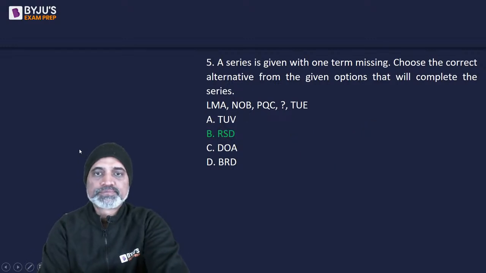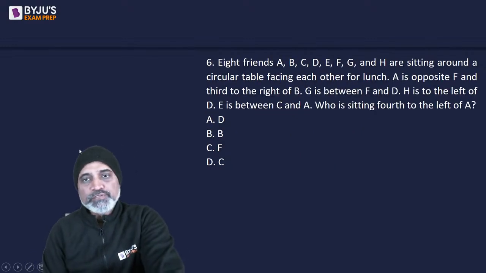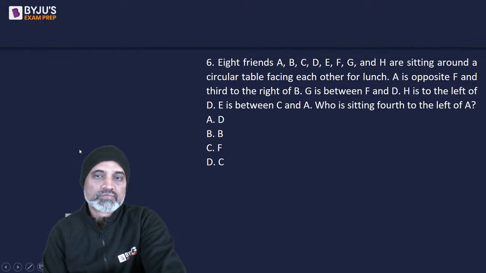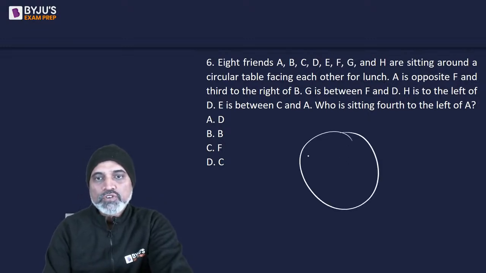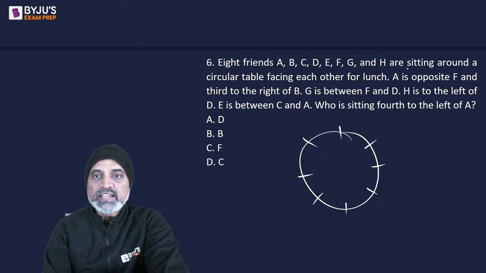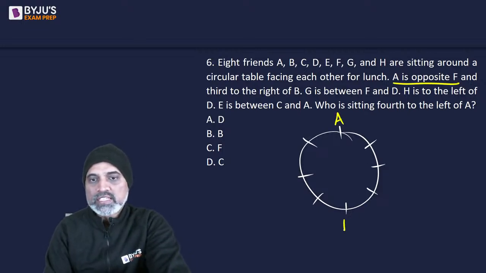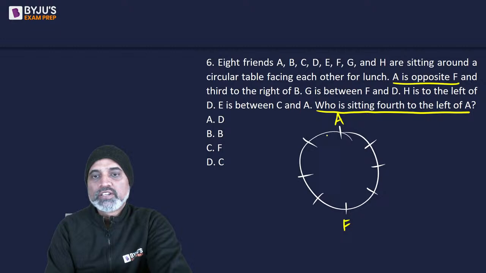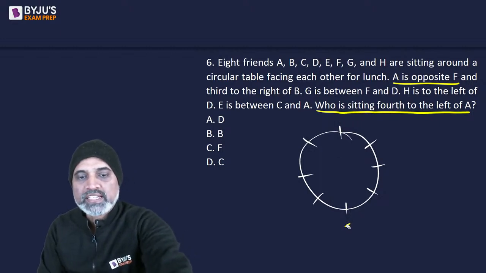8 friends A, B, C, D, E, F, G and H are sitting around a circular table facing each other for lunch. A is opposite F and third to the right of B. J is between F and D, H is to the left of D, E is between C and A, who is sitting fourth to the left of A. So we have got 8 friends, 1, 2, 3, 4, 5, 6, 7 and 8. And it is given that A is opposite to F. So if A is here and F is here, and the question is who's sitting fourth to the left of A. Theek hai, toh main isko ulta likh deta hoon so that it's easier.